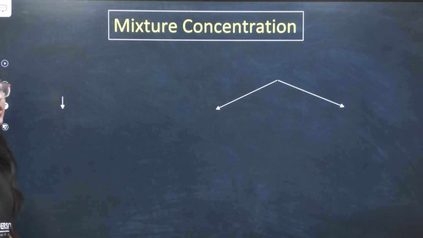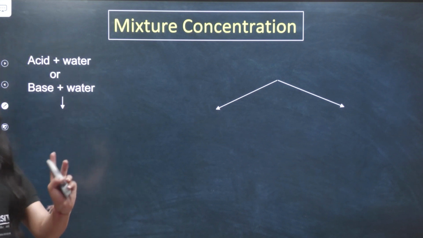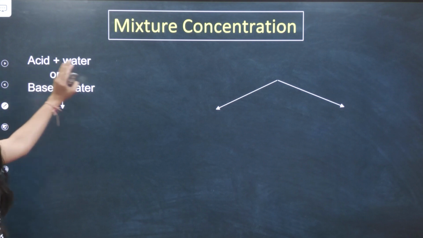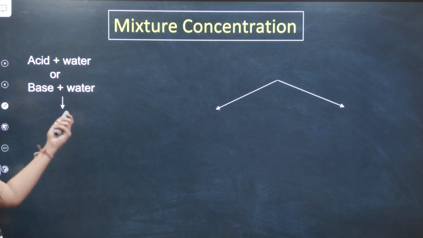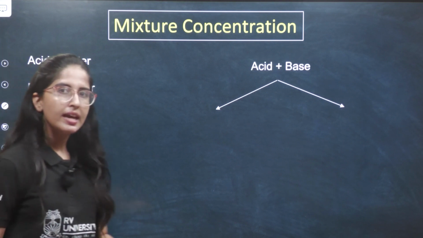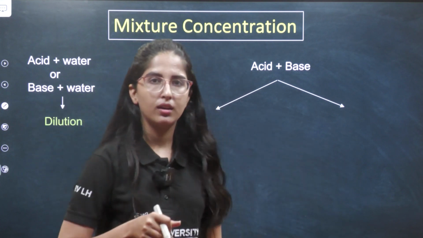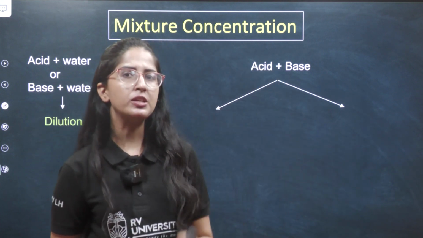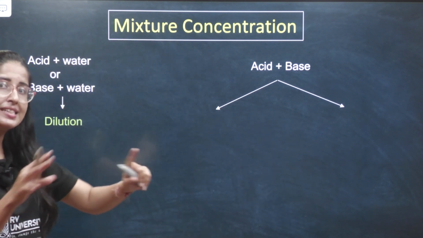Next, last one is your mixture concept. Let us understand. So see, in a mixture, you can take acid and add water, or you can take base and add water. This is called your dilution. That is, acid is diluted, which means in acid you are adding water, or base is diluted, which means in base you are adding water. Dilution.